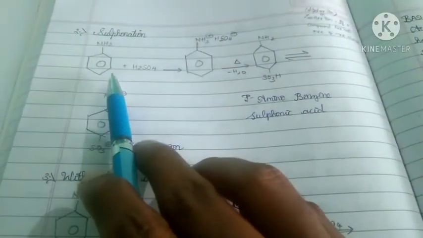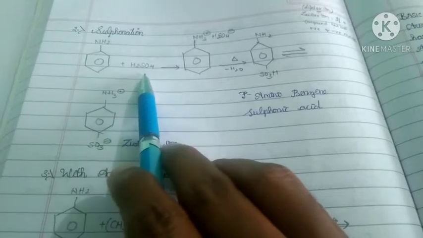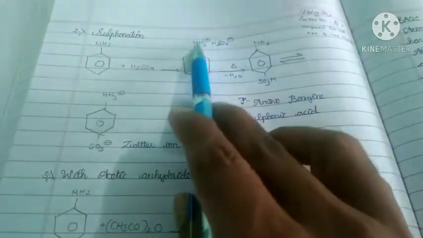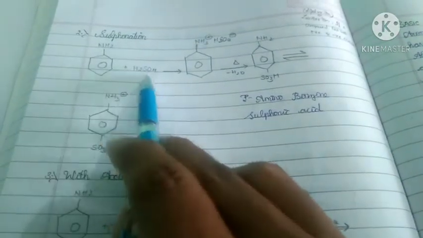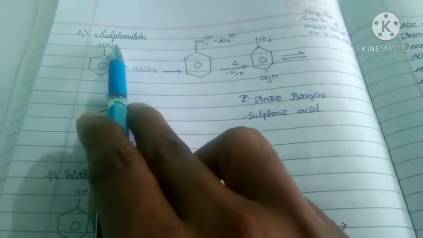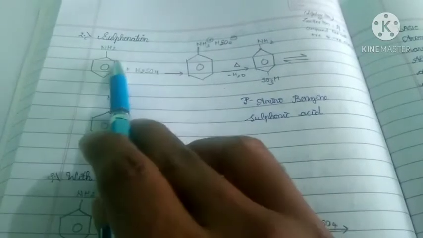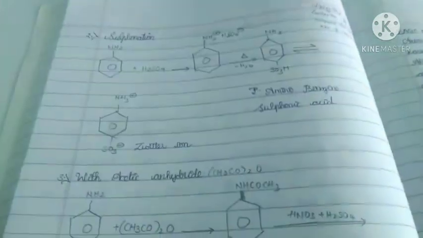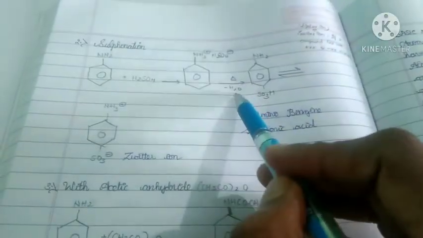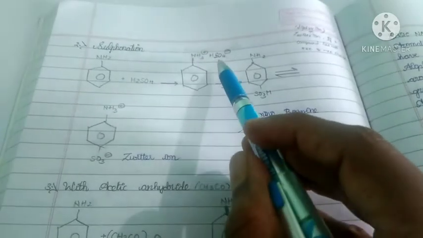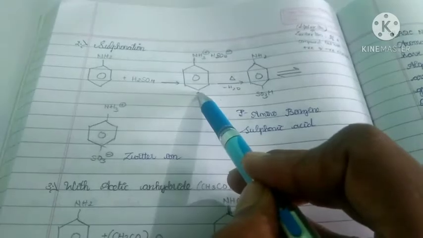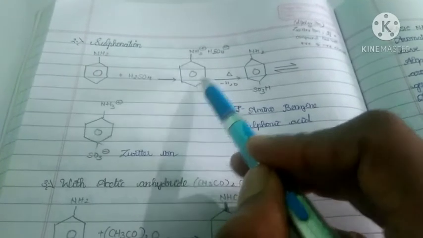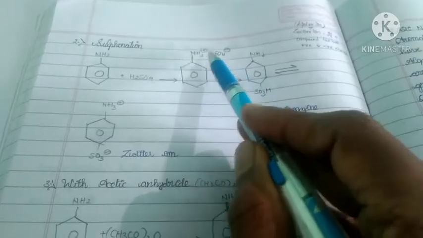Sulfonation means reaction with sulfuric acid. When aniline reacts with sulfuric acid, we get this compound initially, that is NH3 plus HSO4 minus. That means one H plus is going to attack here and HSO4 minus also combines with this part. Then NH2 becomes NH3 plus and HSO4 minus. That means this addition compound is formed. When this compound undergoes heating, then what happens? H2O will be removed. That means one hydrogen from this position, and one oxygen from here and one H from here.